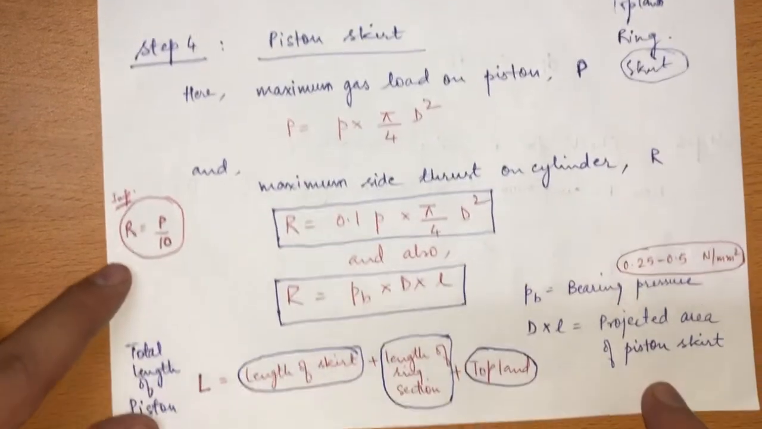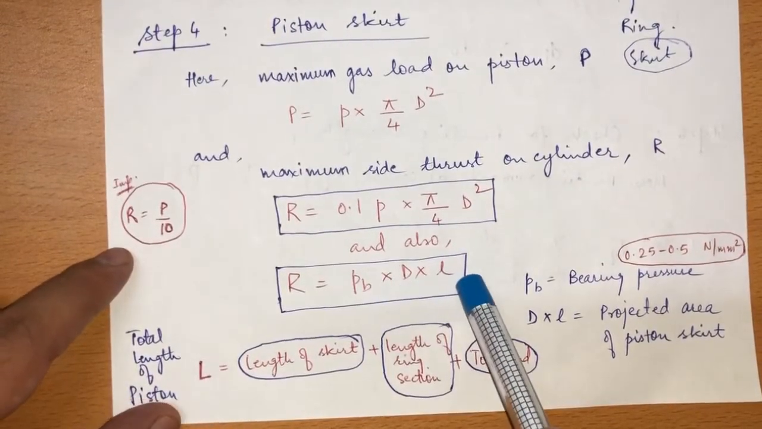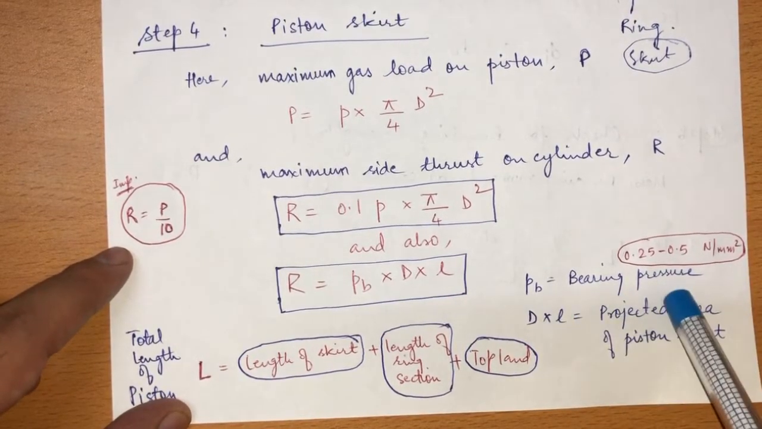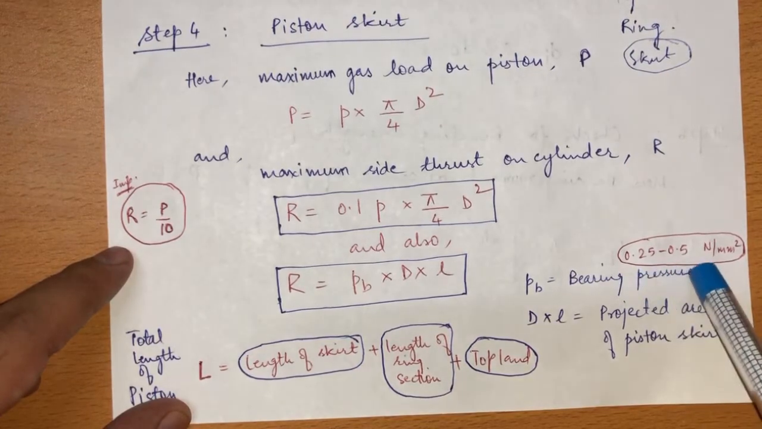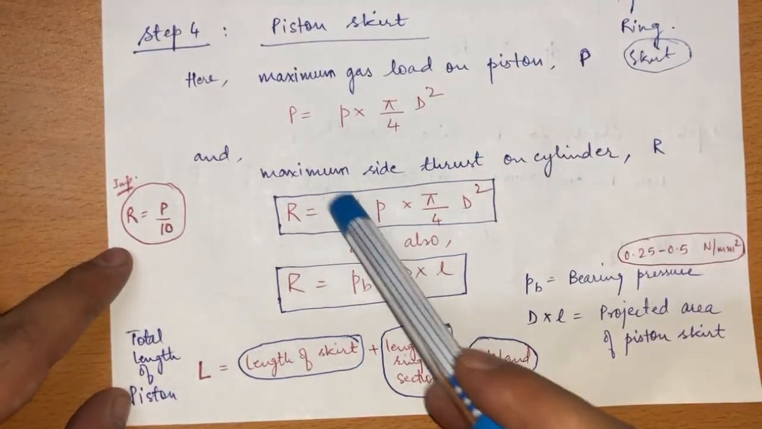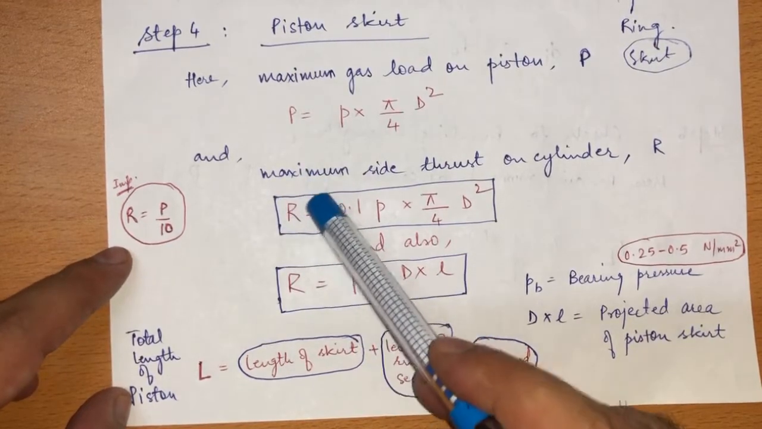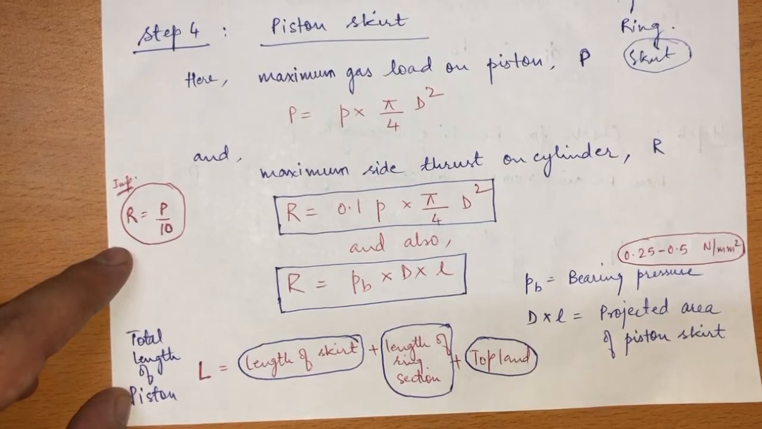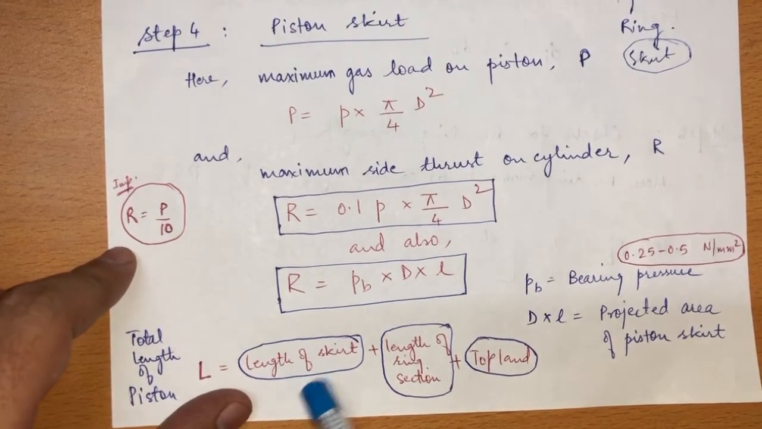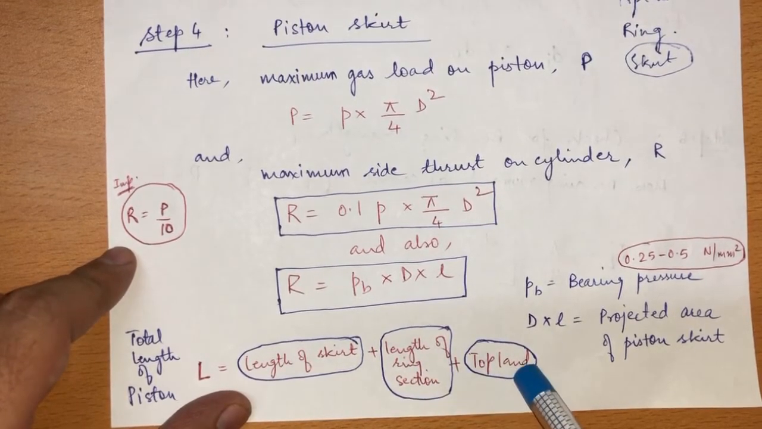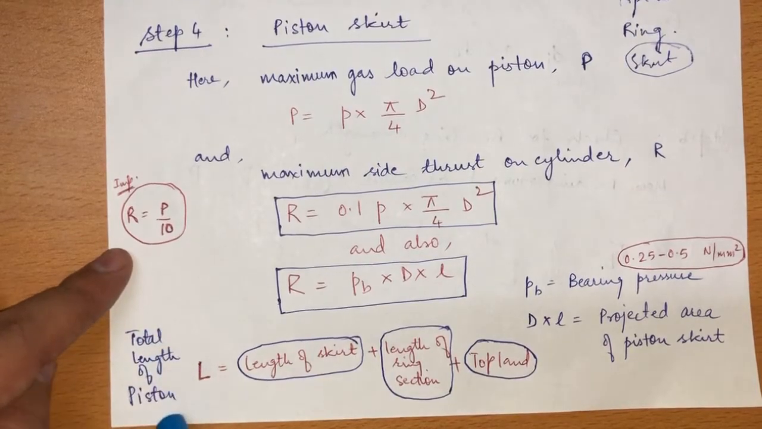Now, the term D into L is the projected area of the piston skirt. PB is the bearing pressure, which ranges from 0.25 to 0.5. And if I find out the value of R and substitute in this formula, I can get the value of small l. Then this value of small l can be added here as length of skirt, which will be added with the length of ring section, and that added with the top length will give the total length of the piston.